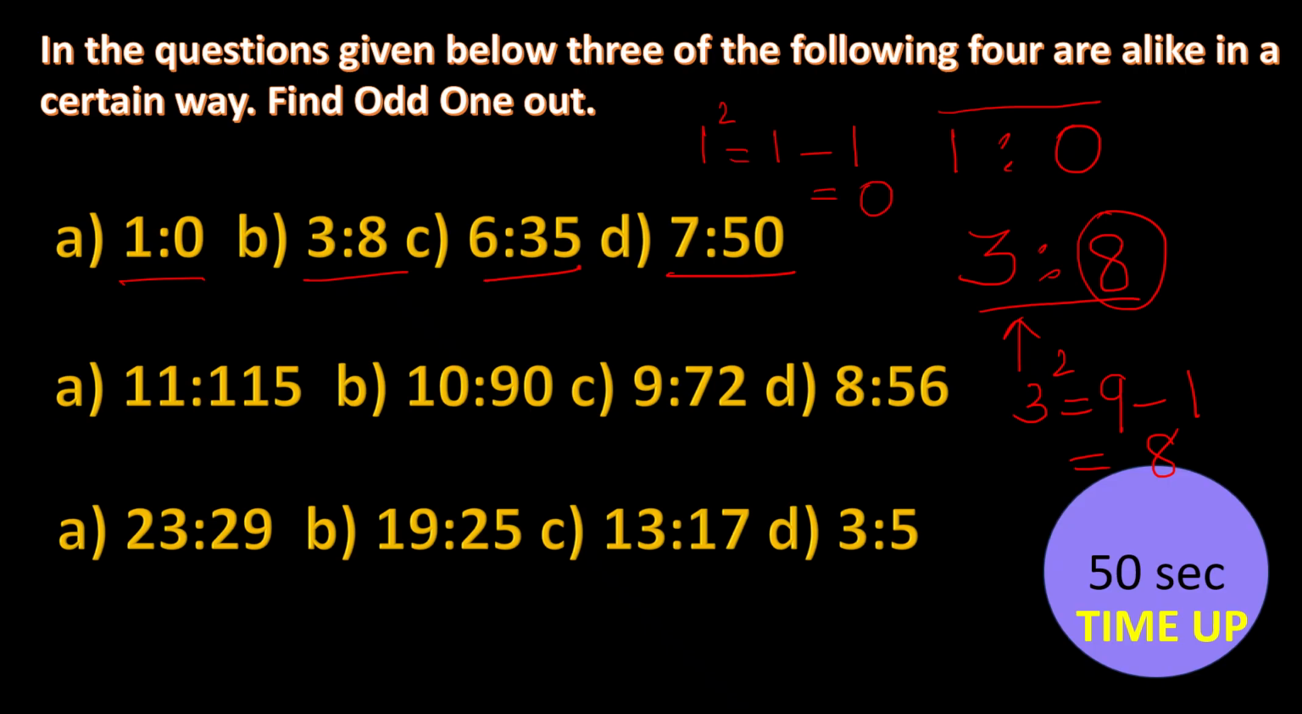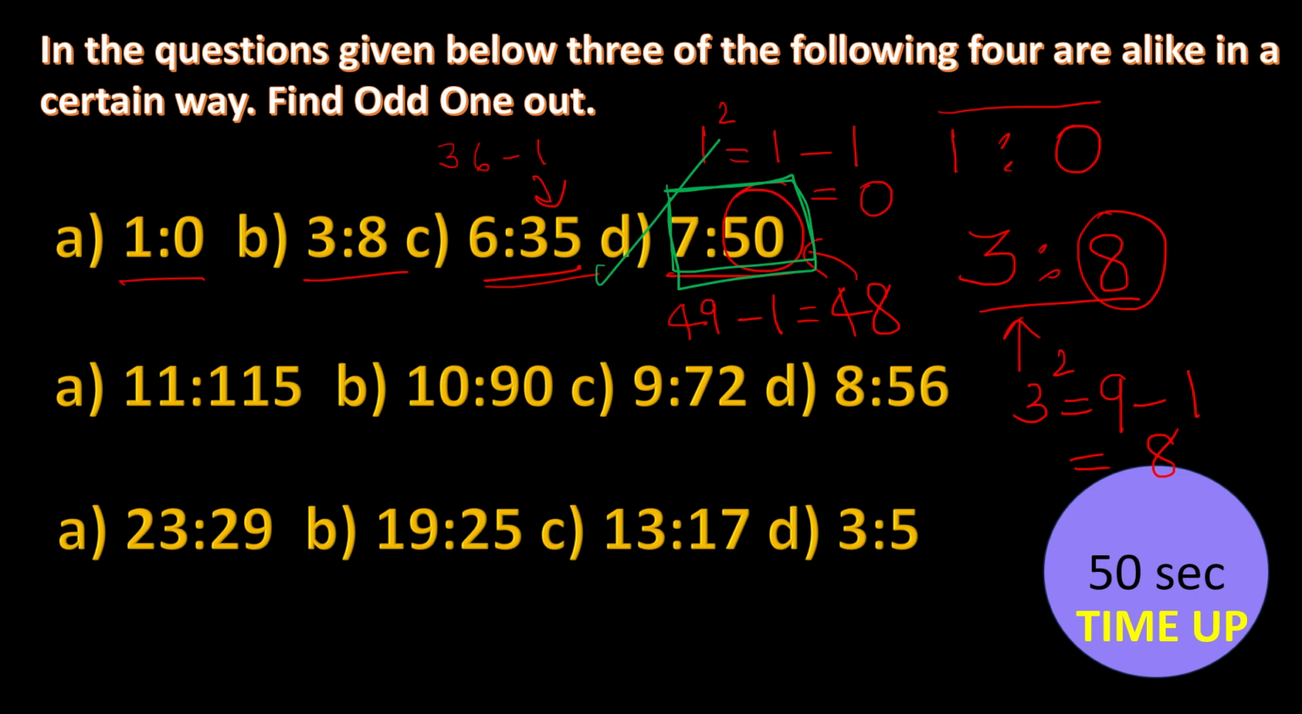Use for here. 6 is to 35. 6 square is what? 36. Minus 1 will give you 35. Correct? Then 7 square is what? 49. Minus 1 should give you 48. But it is giving what? 50. So this becomes odd one out. So this is odd one out. 7 is to 50.